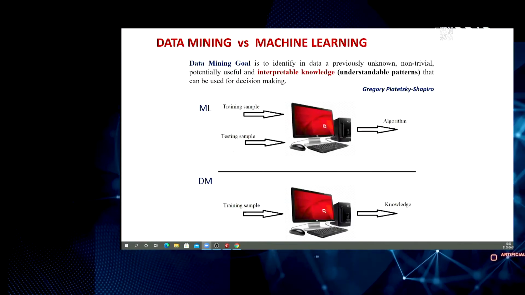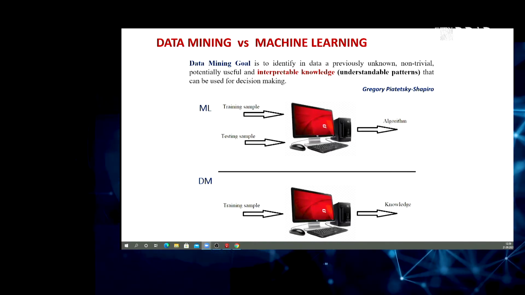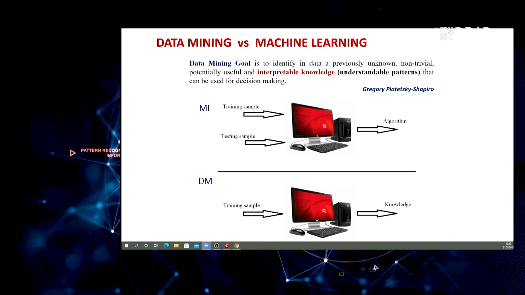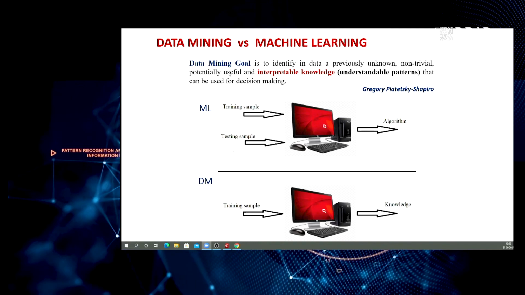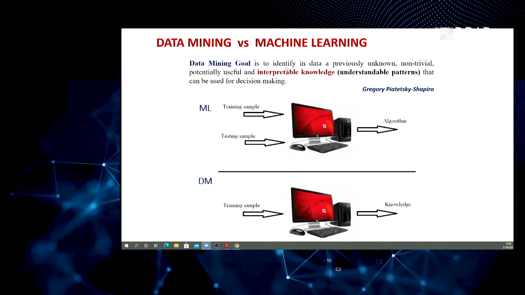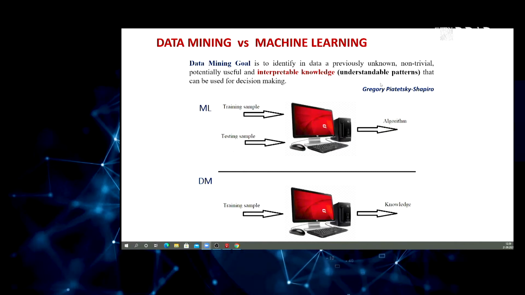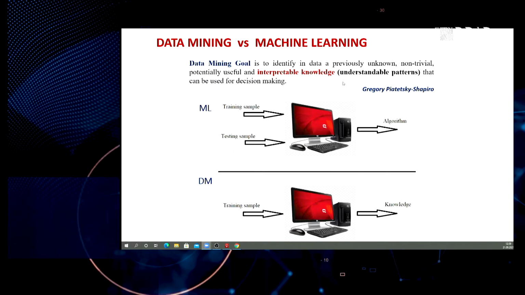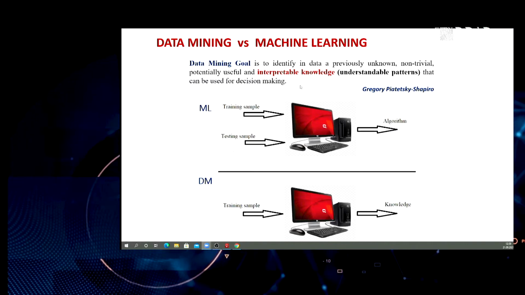If we return to primary sources and recall the definition of data mining coined by Gregory Piatetsky-Shapiro, it says that the main goal of data mining is to identify in data previously unknown, non-trivial, and potentially useful and interpretable knowledge. And this knowledge can be used for decision making.